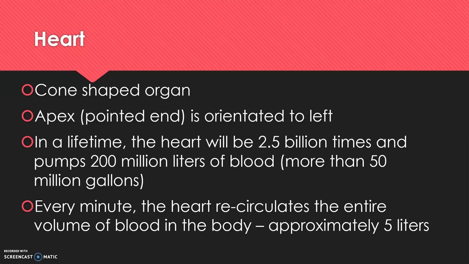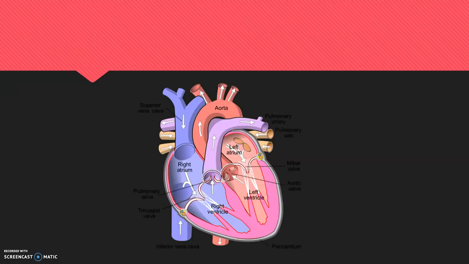And as it is, every minute, the heart recirculates the entire volume of blood in the body, and that is approximately 5 liters. Now, the heart is located right in the middle of our body. It is located behind the sternum in the mediastinum.